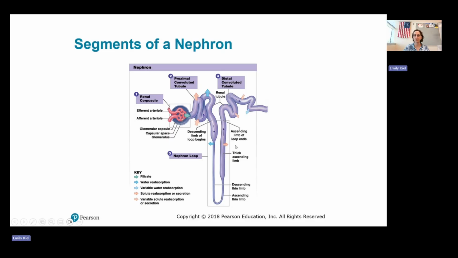This nephron loop is sometimes referred to as the loop of Henle. So if you hear that, that is a common reference that people will make.